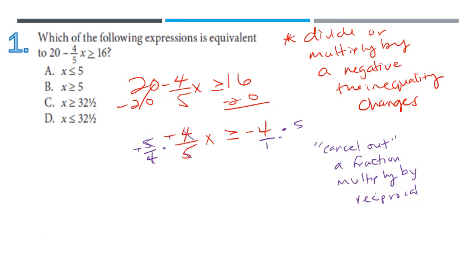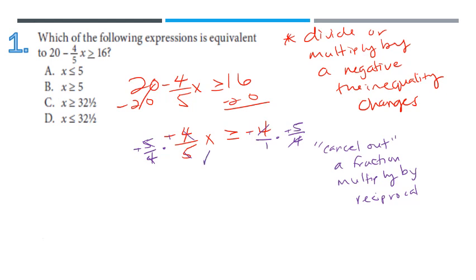Let me fix that. Negative 4 over 1 times negative 5 over 4. A negative times a negative is a positive. The 4 divided by 4 is 1, and I'm just left with 5. So I'm left with 5 divided by 1, or 5 over 1, which is just 5.